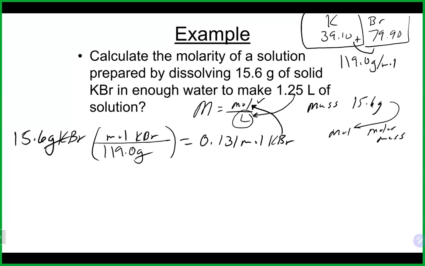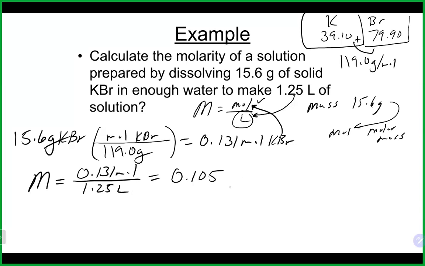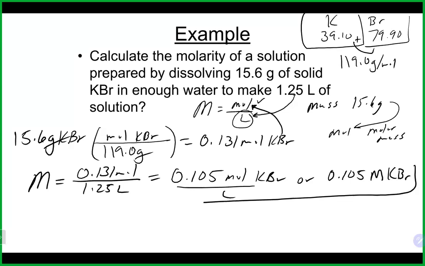What's left to do is basically just divide the two. So molarity here will take our moles. We'll divide it by our volume, which was given to us. And that was going to get us here. Looks like 0.105. Now, in terms of the units, you can leave it one of two ways. You can leave it moles per liter of KBr. Or if you want at this point, you can get rid of the units and just write big M KBr. So either way that you would want to give that.